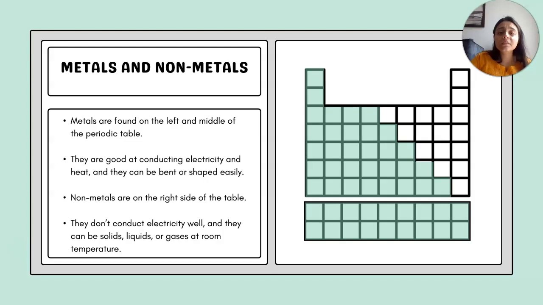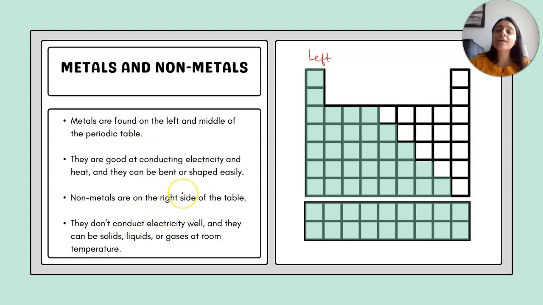Now, there are certain more elements present inside the periodic table which we learn as part of the periods and part of the groups. There are metals and non-metals in the periodic table. You can find the metals on the left and the middle part of the periodic table. They are good at conducting electricity and heat, and they can be bent or shaped easily. Ductility, lustrous, malleable, they all are considered under these properties.